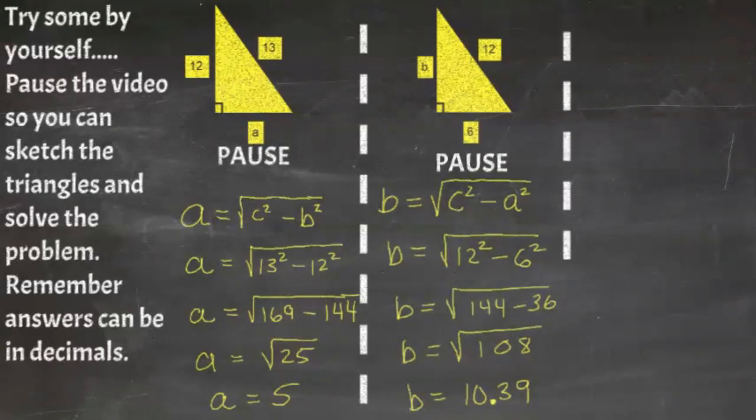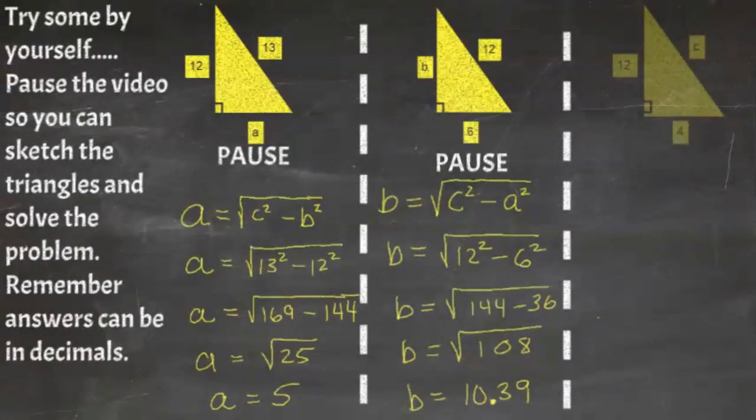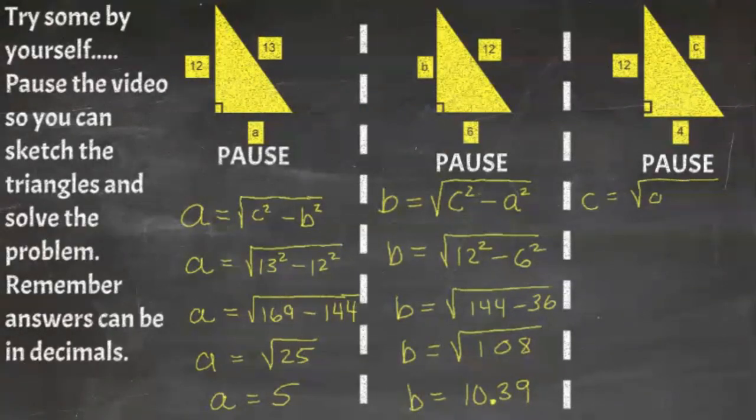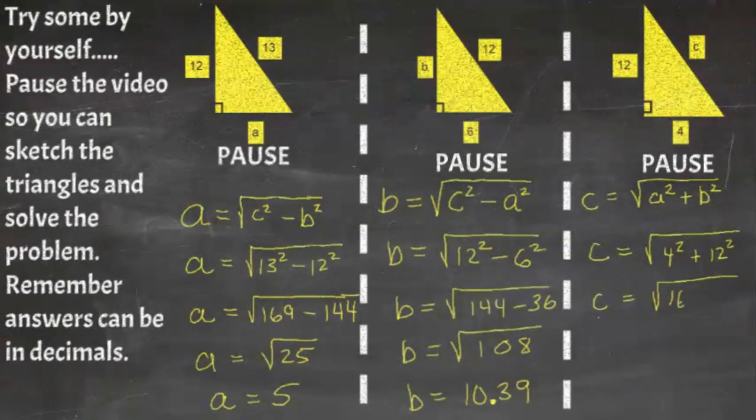Let's try one more. So here's this one. Now we're missing the c, so we can just go back to our regular c formula. Pause here. So we get c is equal to the square root of a squared plus b squared. C is equal to the square root of 4 squared plus 12 squared. So c is equal to the square root of 16 plus 144, and that makes c equal to the square root of 160, and that means c is equal to 12.65.